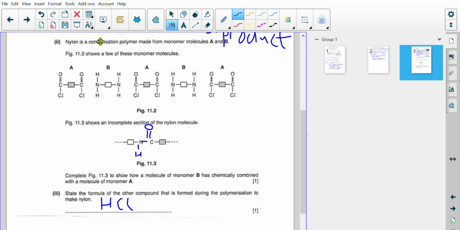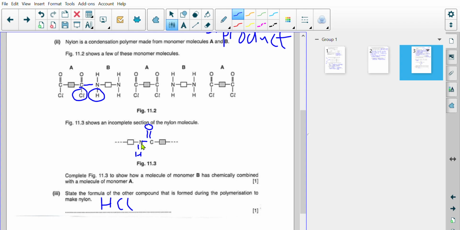So this is nylon. It's made from molecules A and B. This one shows an incomplete section. What's going to happen is, as this comes together, we need to get HCl to come out. So what would happen is we'd form a new bond between the carbon and the nitrogen, but that carbon's now got too many bonds, so the Cl would fall off and one of the hydrogens would fall off too, and that would give you HCl. So that'd be a little molecule coming off.